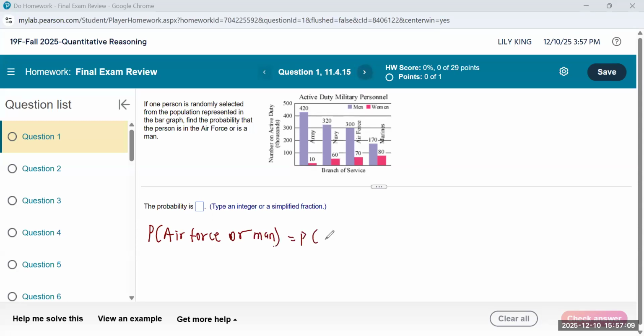So first you need to find the probability of being in the Air Force. You need to find probability of being a man. And if there is an overlapping piece, you have to make sure to subtract. You don't want to count any outcome twice.